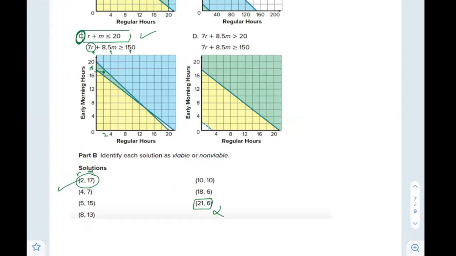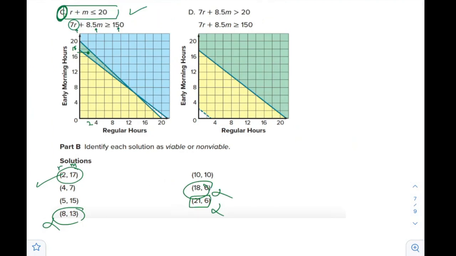يعني المجموع هم 21 و6، 27. أصغر من 20؟ لا طبعا غلط. وهاي غلط أكيد. Okay, this one is also wrong. 18 plus 6 is 24. We need to be less than or equal to 20. So we have here 3 more to check.